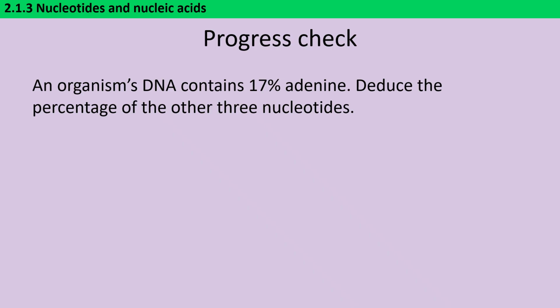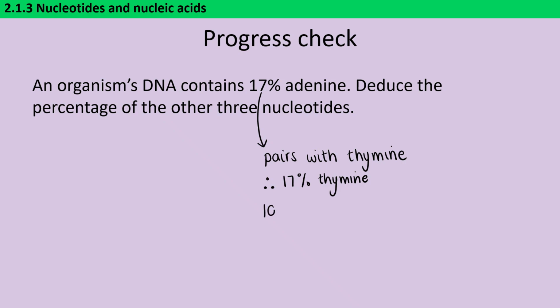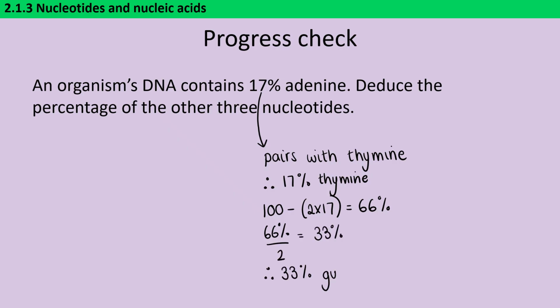An organism's DNA contains 17% adenine. Deduce the percentage of the other 3 nucleotides. Well, we know that adenine pairs equally with thymine, so therefore there must also be 17% of thymine. And then the remainder of the DNA must be split equally between cytosine and guanine. So therefore we're going to do 100 take away 34, which is 66%, and divide that by 2 to give us 33% of both cytosine and guanine.